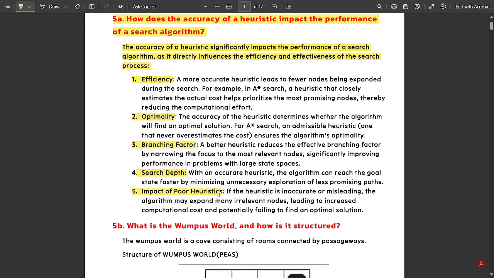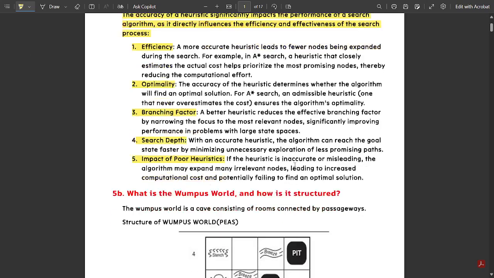Then next is the impact of poor heuristics. If the heuristic is inaccurate or misleading, the algorithm may expand many irrelevant nodes, leading to increased computational cost, that is increased path cost, and potentially failing to find the optimal solution. The heuristic approach is very important in a particular search algorithm. If you have a proper heuristic approach, then approaching the goal becomes easier. So this was how the accuracy of the heuristic impacts the performance of a search algorithm. This is the complete answer. Please note it down.